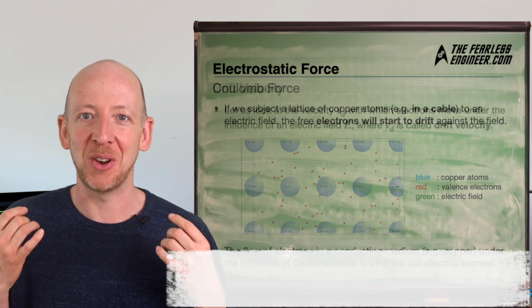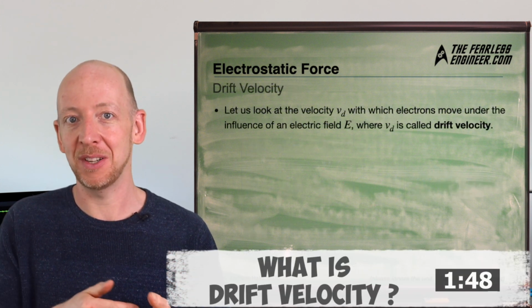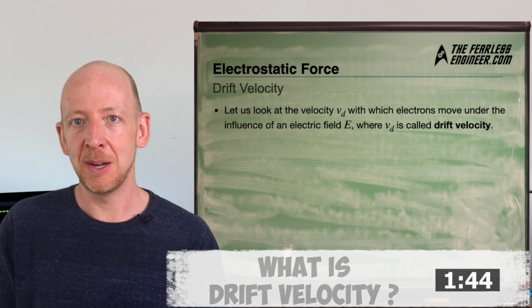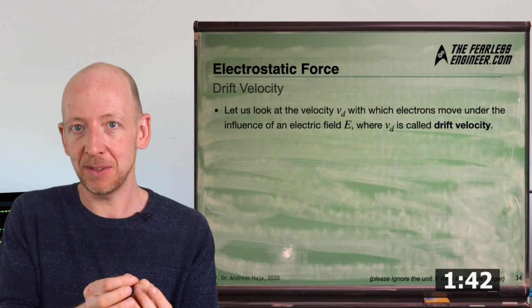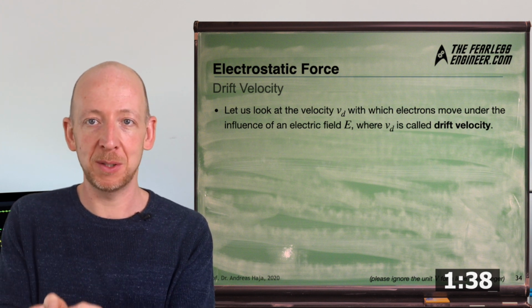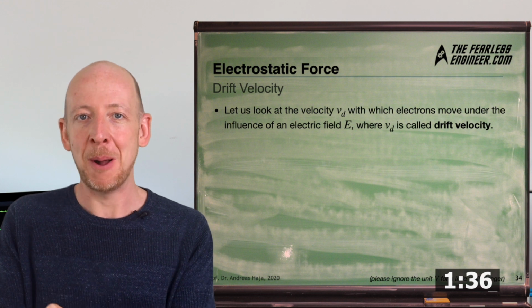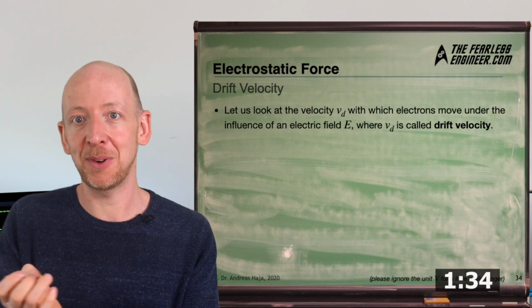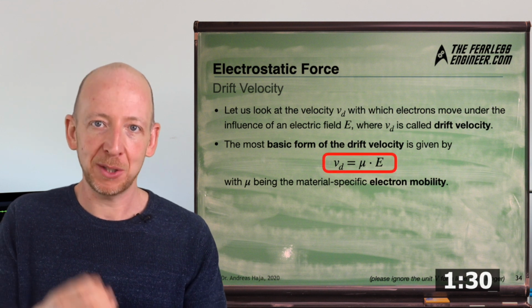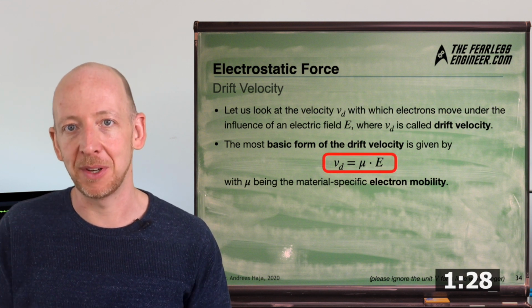Now let's take a look at the velocity with which electrons move along in a wire in a conductive medium under the influence of an outside electric field. This field actually causes the electrons to drift along, which is why the speed at which they do this is called drift velocity. In its most basic form, the drift velocity is simply given by a product of two terms. The first is called the electron mobility, and the second is the well-known electric field E.